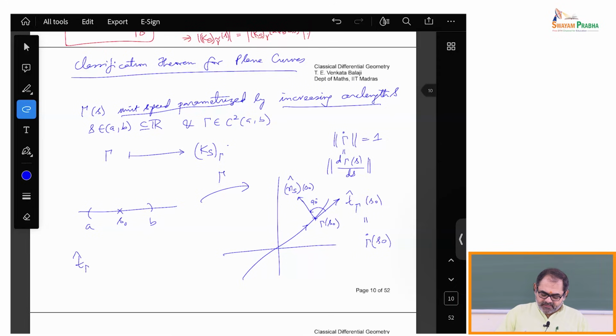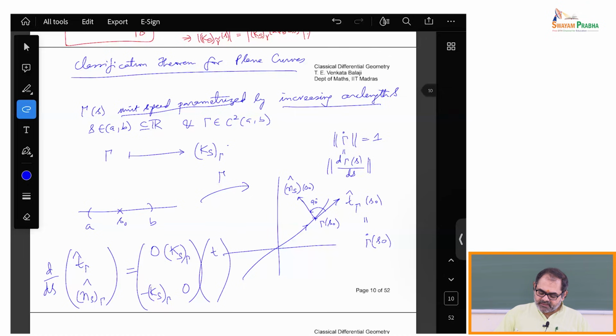And you have the Frenet-Serret relations, namely d/ds of (T_gamma, N_S gamma) is equal to the Frenet-Serret matrix, which is going to be 0, k_s gamma, minus k_s gamma, 0, and on this side you will get again T_gamma, N_S gamma. So these are the Frenet-Serret relations.